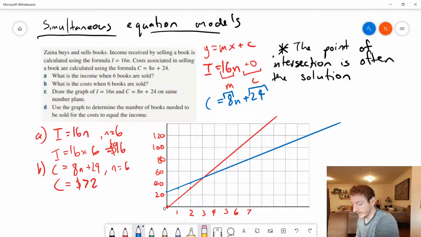Now, where do they overlap? Because it says question D, use the graph to determine the number of books needed to be sold for them to be equal. Well, it's here, isn't it? So it looks like from our graph about 3 books. And there we go. That is how we do it.